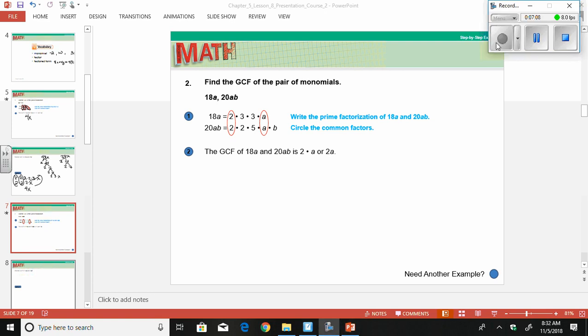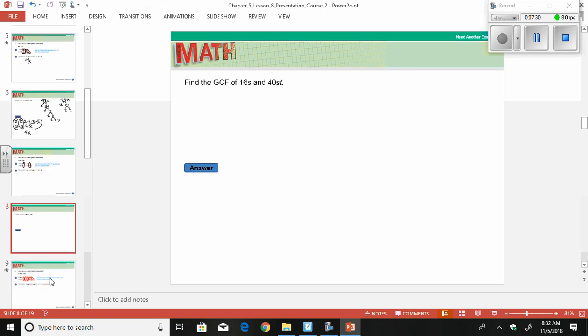Okay, finding the GCF of a pair of monomials. So again, you go through your 18, 2 times 3 times 3. You can use a factor tree like I did before. It makes it a little easier, more visual to see it that way. 20AB. So again, what they have in common is one number 2, and the letter A. So 2 times A is what they have in common.